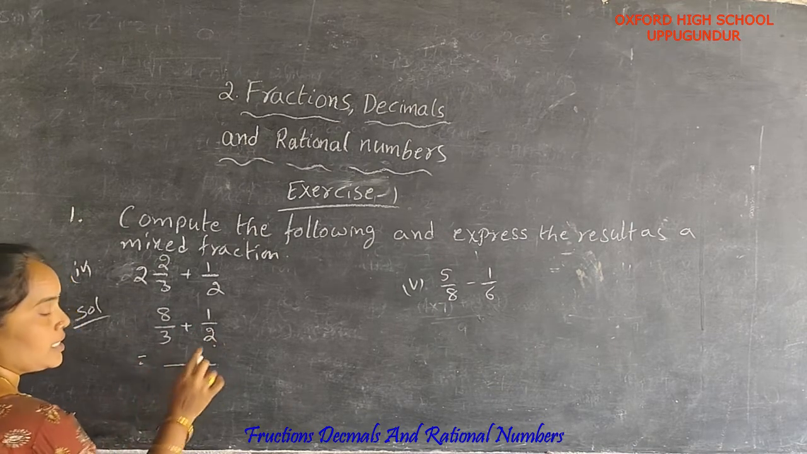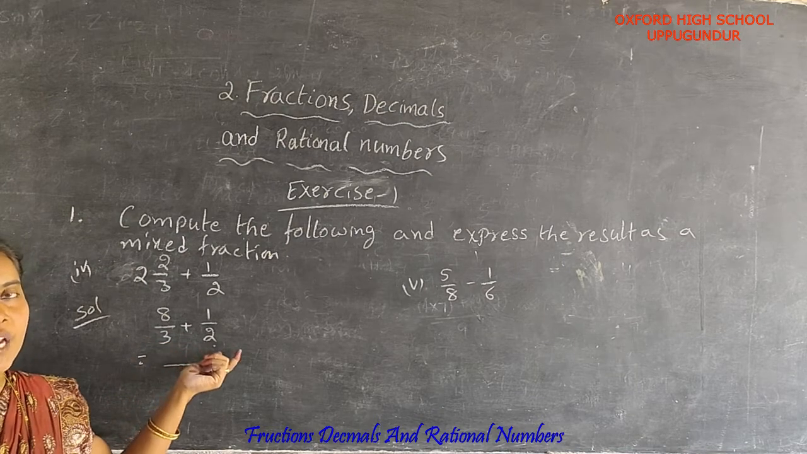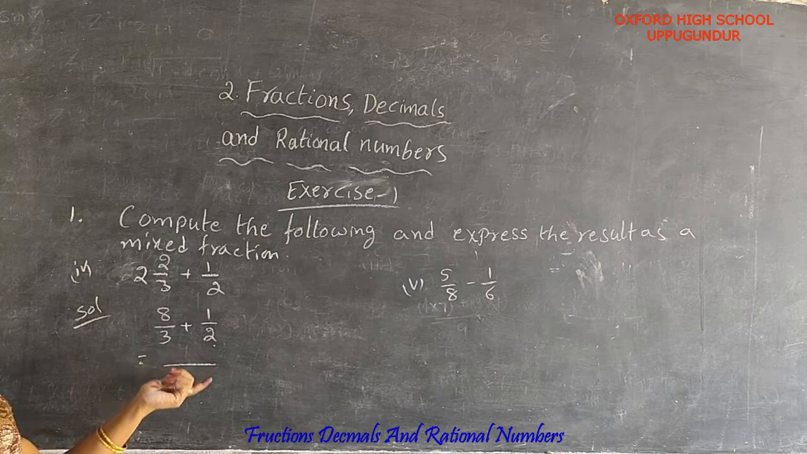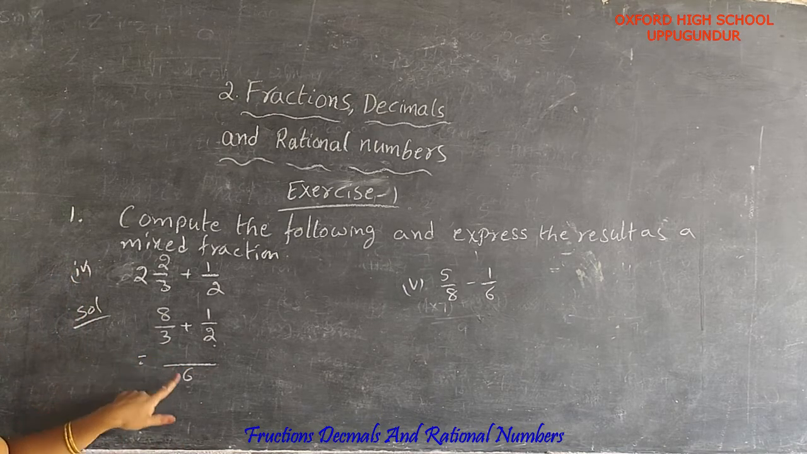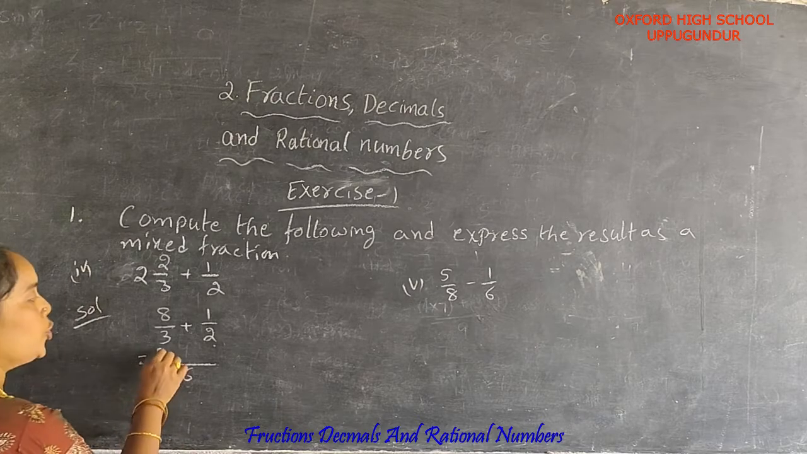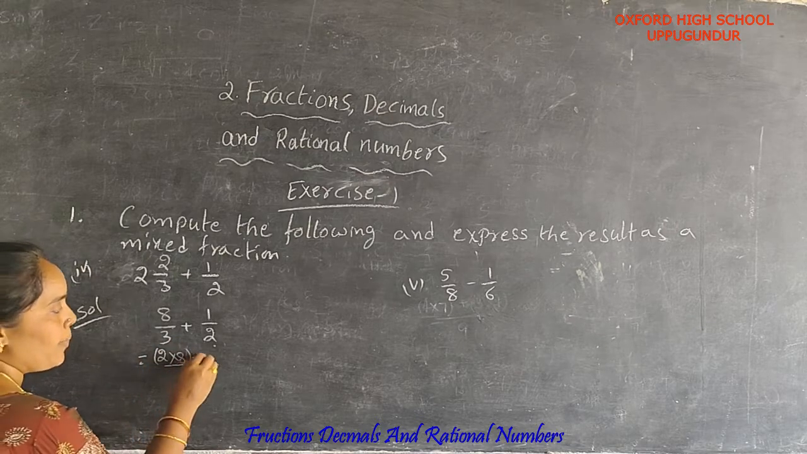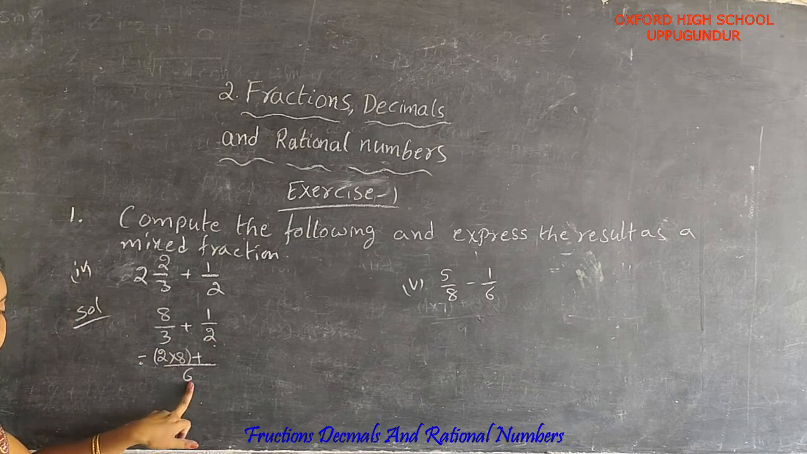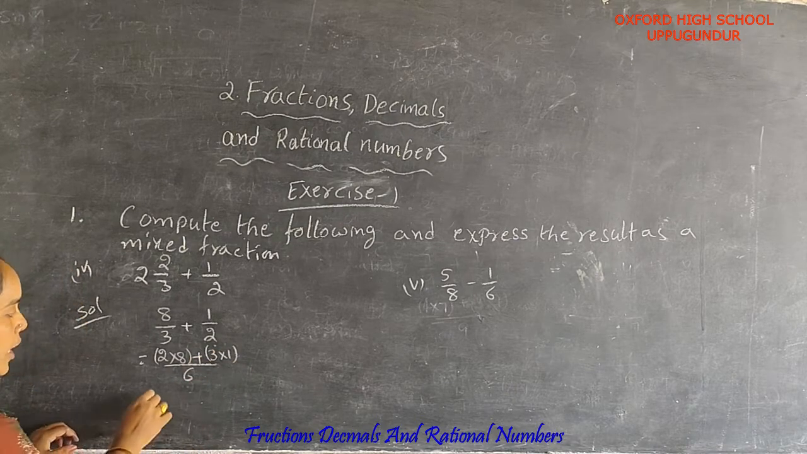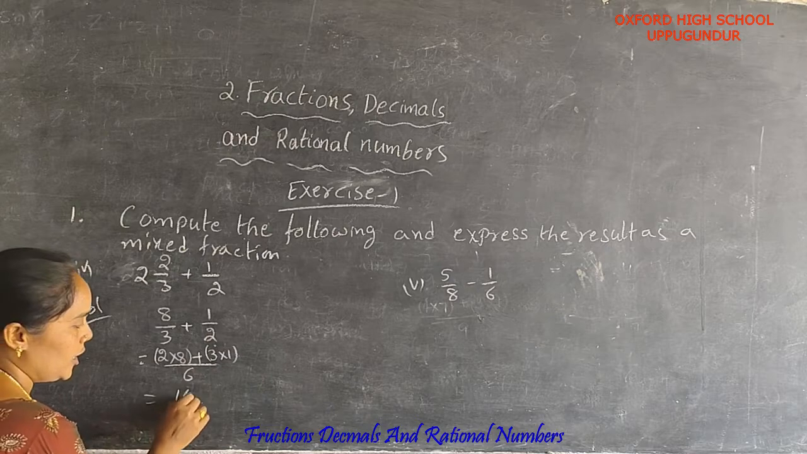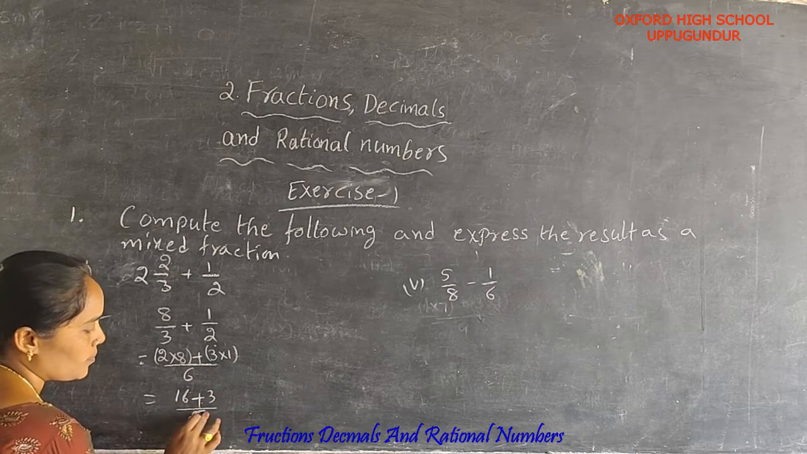Now the LCM of 3 and 2. Both are prime numbers, 3 is prime and 2 is prime. So their multiplication is the LCM. So 3 2s are 6. How many times does 3 go in 6? 2 times. So 2 into numerator 8, plus, how many times does 2 go in 6? 3 times. 3 into numerator 1 equals 2 8s are 16 plus 3 1s are 3 by 6.